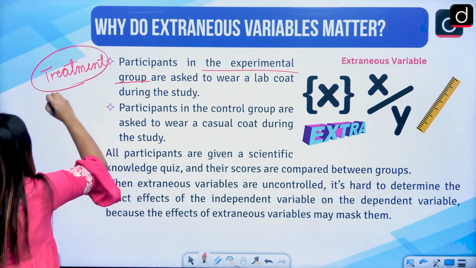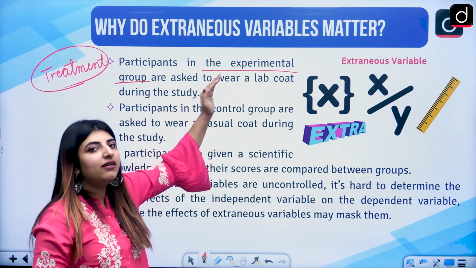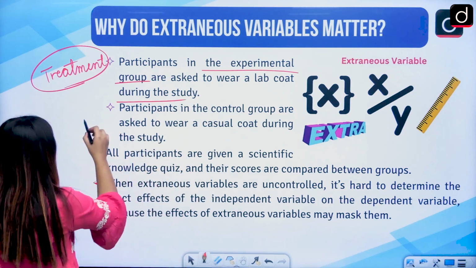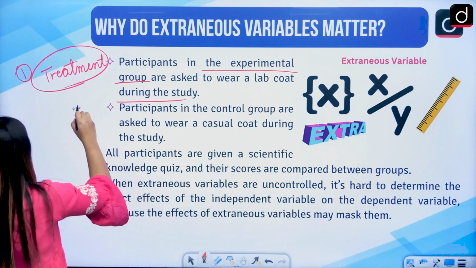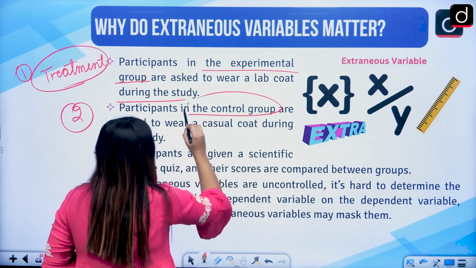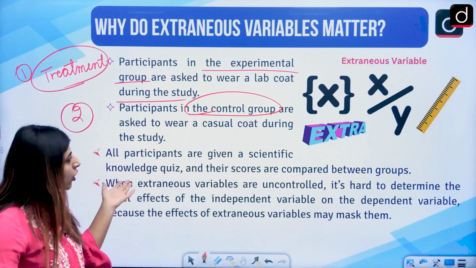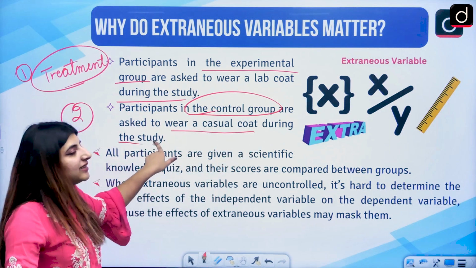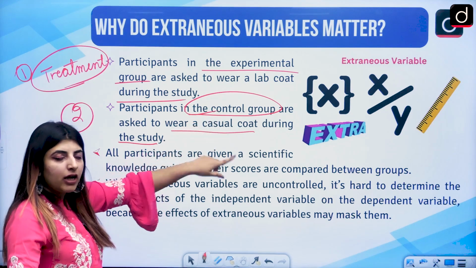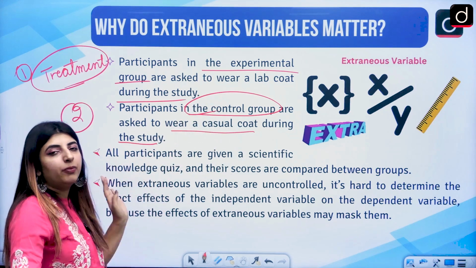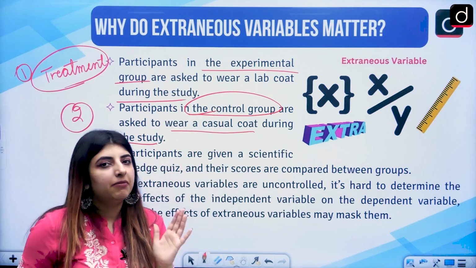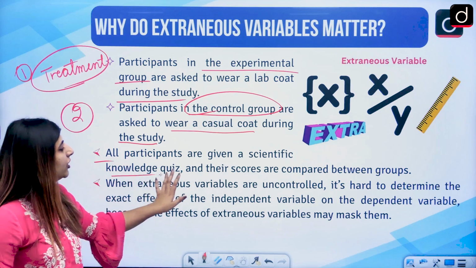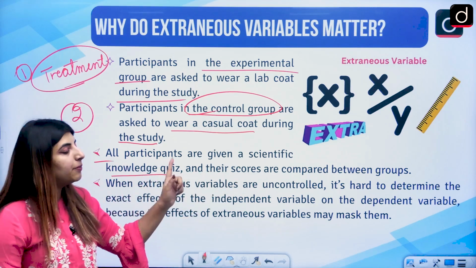which is receiving the treatment. So hence they are wearing a lab coat during the study. That is the treatment group. The second group that we have is the control group, where we are asking them not to wear any coat maybe, or wear a casual coat during the study. So this is a control group which is not facing the manipulation done by the experimenter with the experimental group. Correct? All participants are given a scientific knowledge quiz and their scores are compared between groups.